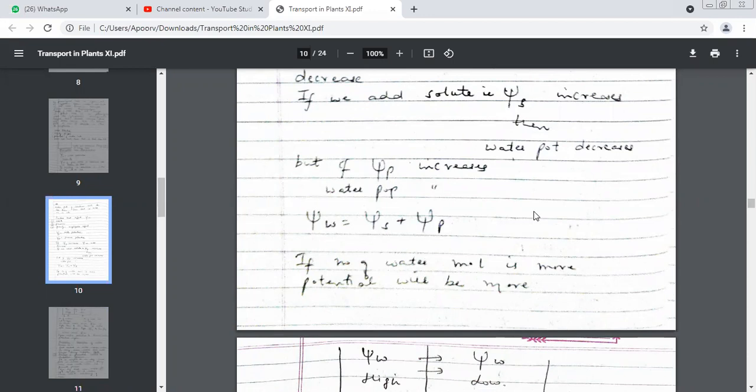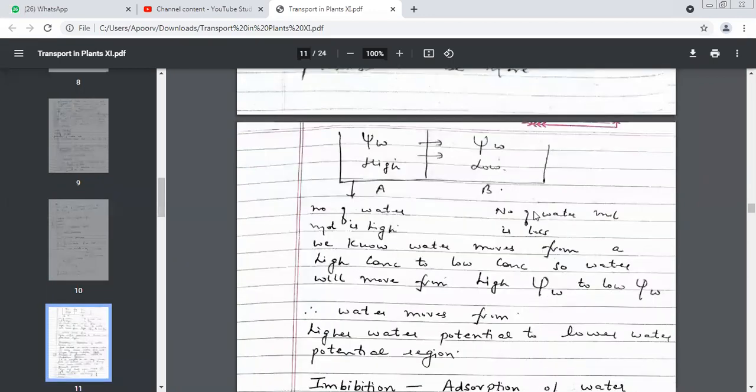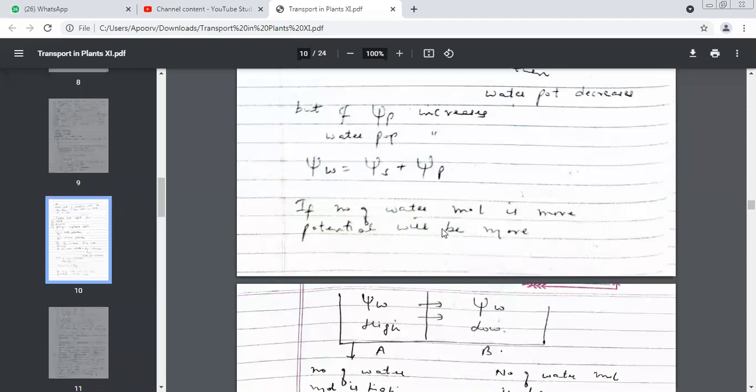Xi S plus Xi P. Yes. Now see, if the number of water molecules is more, the water potential will be more. We have already done this. Yes or no?